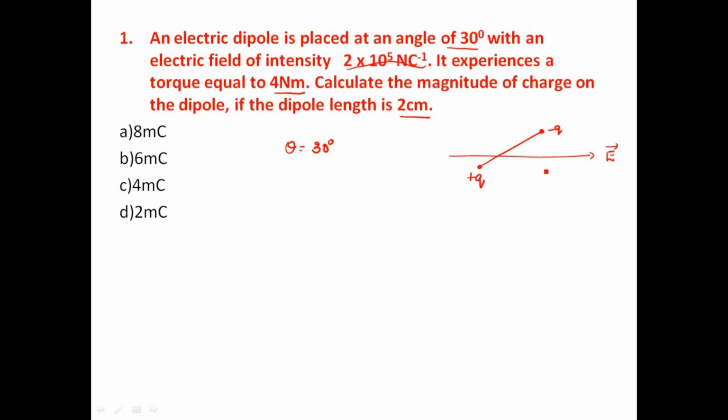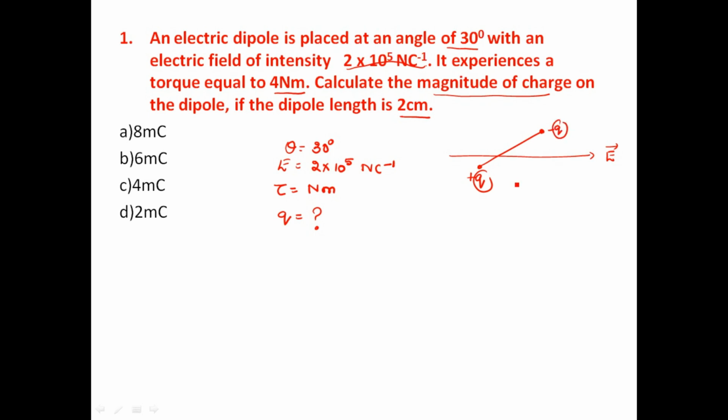What is the electric field intensity E? It is 2 into 10 to the power of 5 Newton per coulomb. It experiences a torque equal to 4 Newton meter. Calculate the magnitude of charge on the dipole. Here we have to calculate magnitude of charge, in the sense the value of Q needs to be calculated.